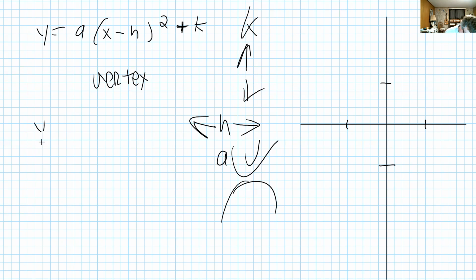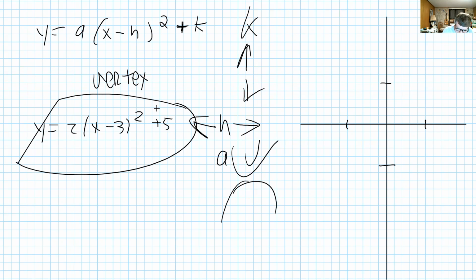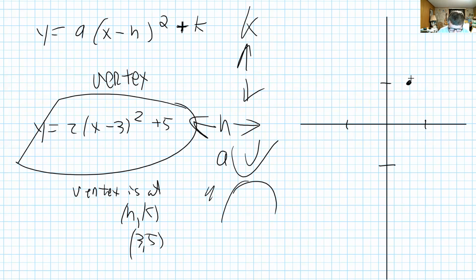Let's say we've got y equals 2 times x minus 3 squared plus 5. All right. Where's the vertex? The vertex is at h, k, which is 3, 5. So 1, 2, 3, 5. So there's the vertex on the graph. Okay. That's all I'm going to do with this problem right now. I'm going to go on to another one.